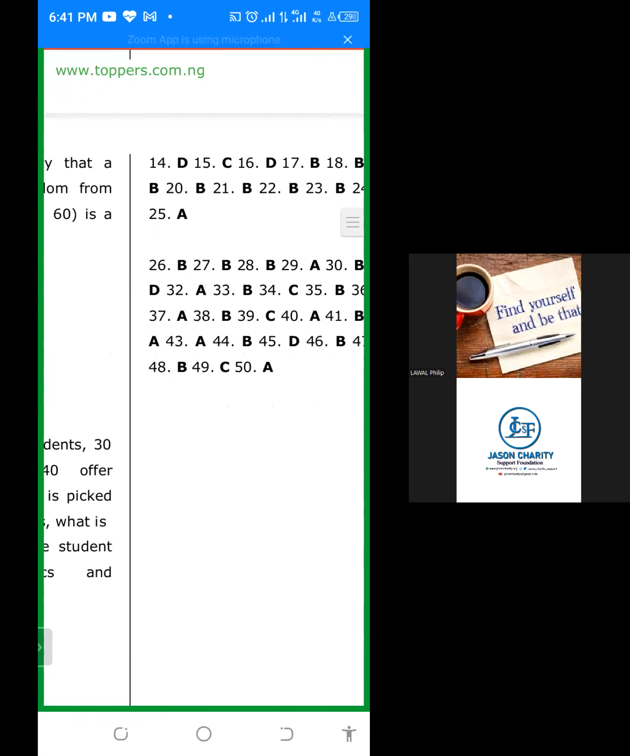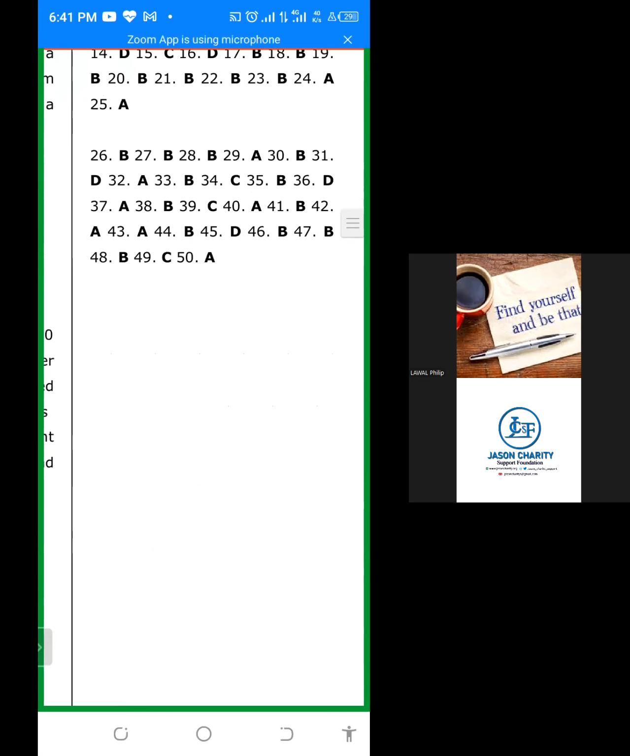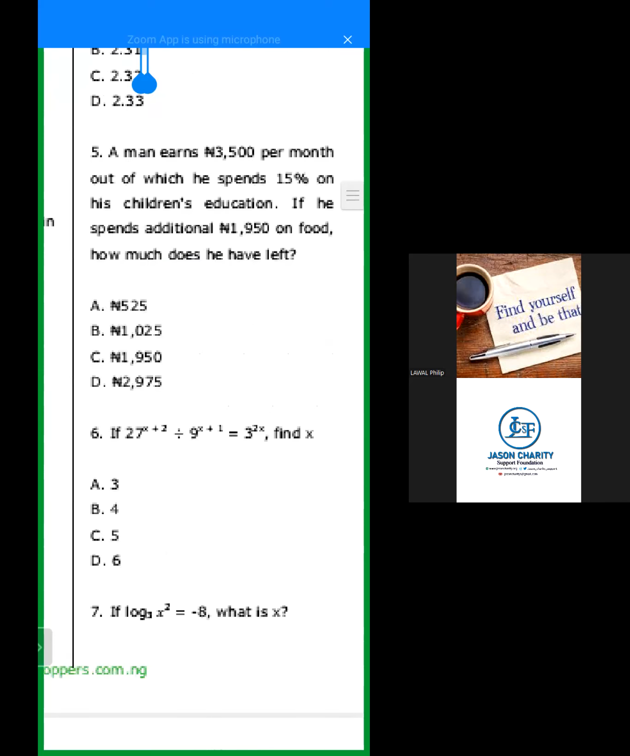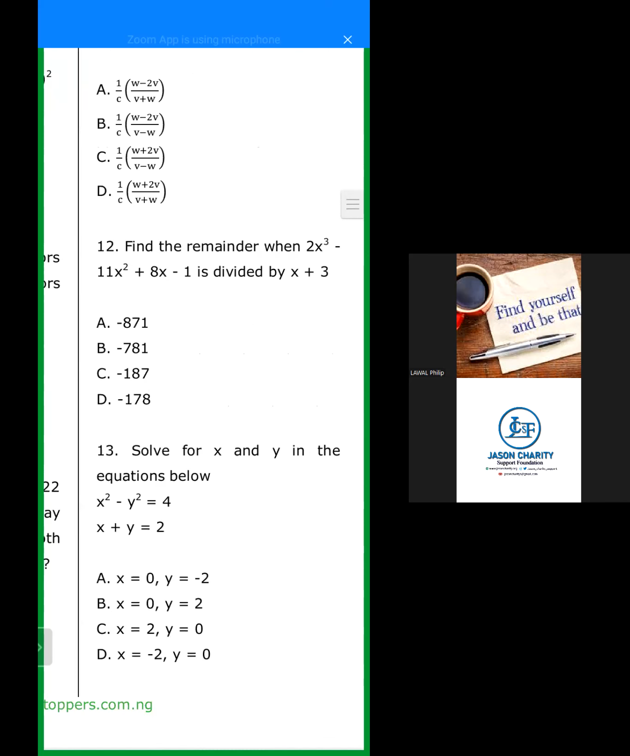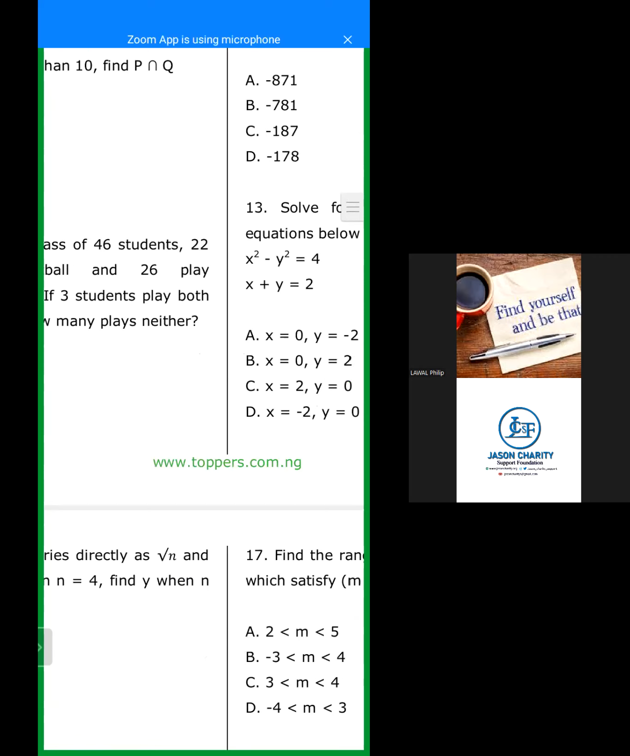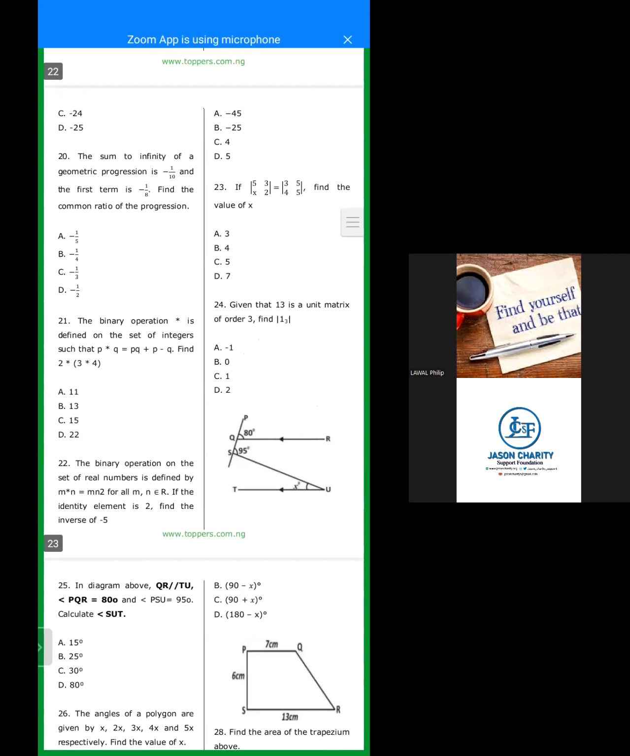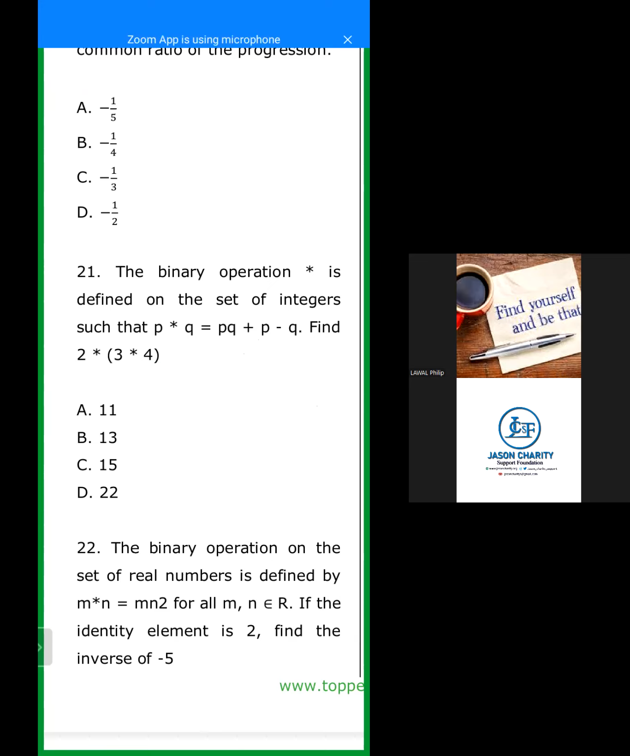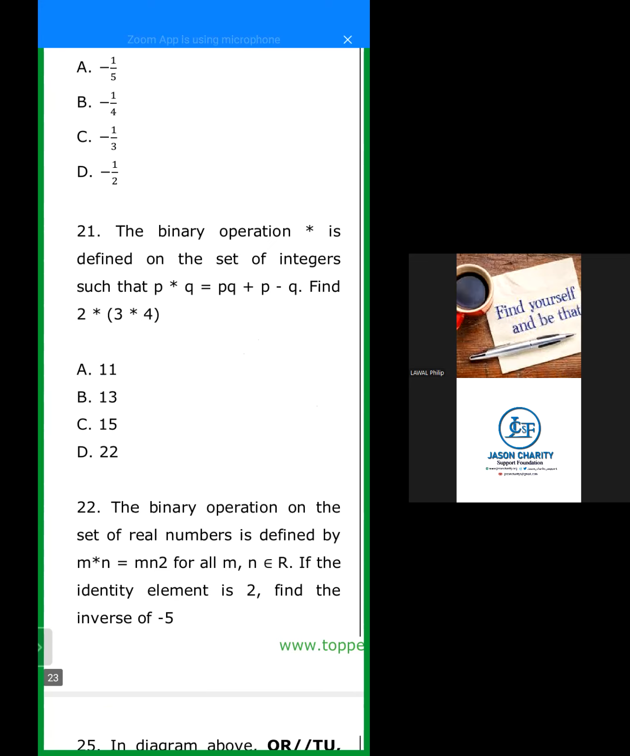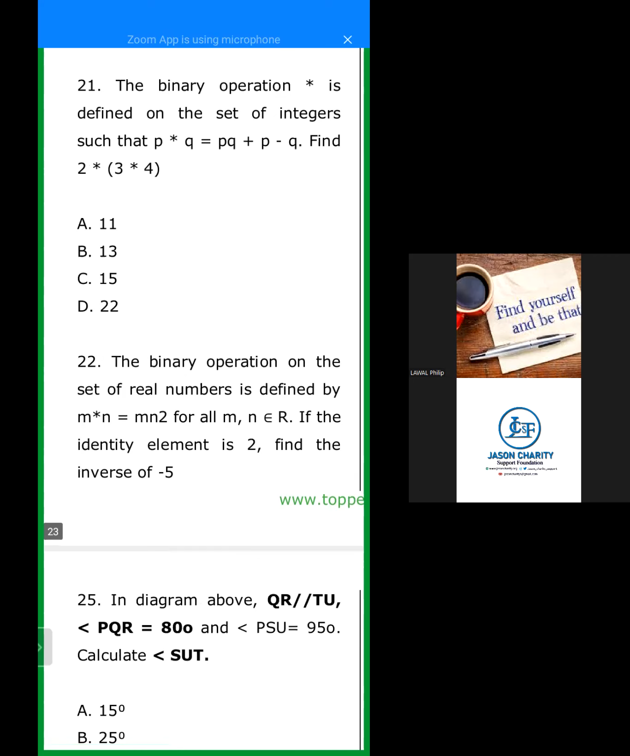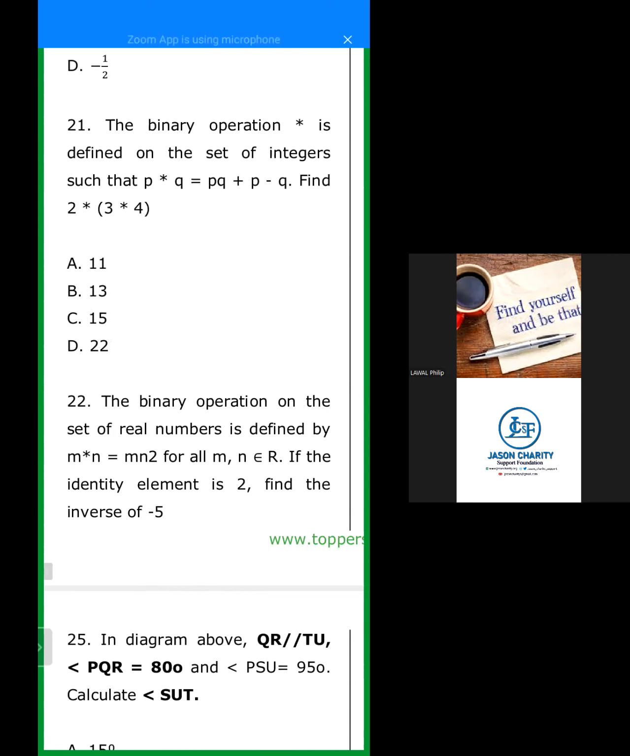Let me see around 20 something if I can see another question like that. Okay, this is another one. I love this. This is associativity, but they are not even asking you to test associativity. You can see two binary operation questions come together in this particular year, number 21 and 22. This is a binary operation. If the identity element is 2, find the inverse of 5. I love this. You can quickly screen grab and work on it.